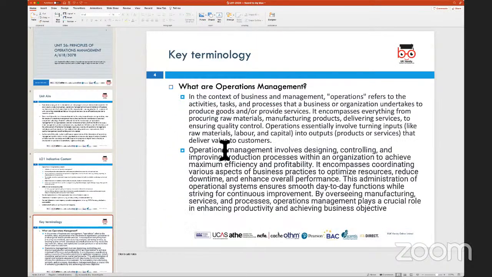Let's look at quickly 2-3 things with regards to how we look at operations management from a point of view of definition. For example, when we say the word operation and when we use the word operations management. So when we look at the word operation in context of business and management, it will refer to activities like tasks and processes that a business needs to carry out on a day-to-day basis to produce goods or services that it provides to its customers.